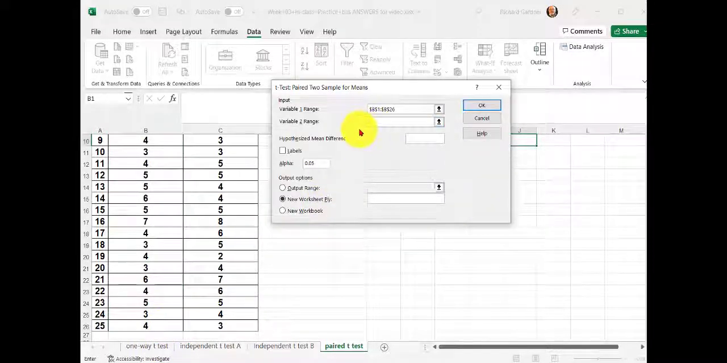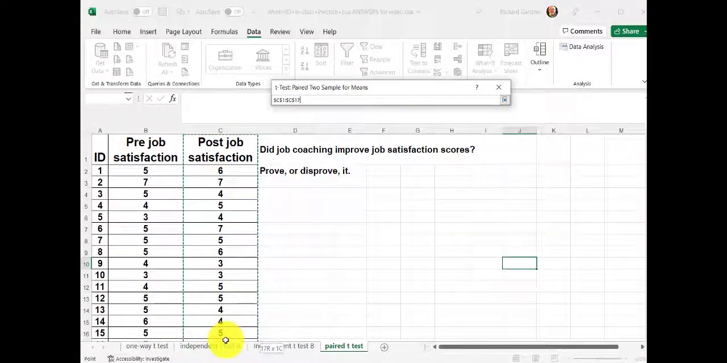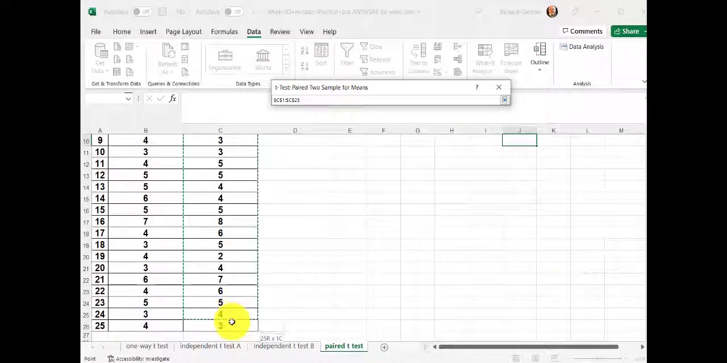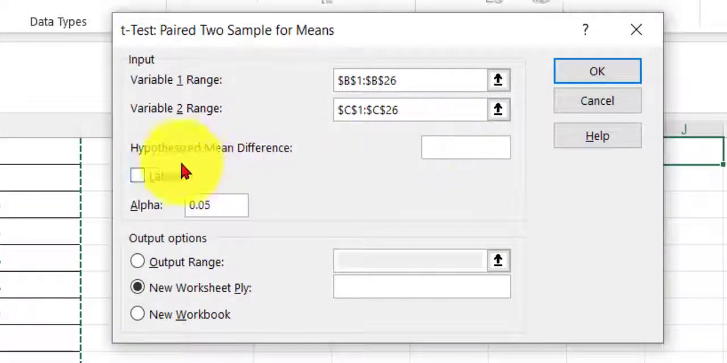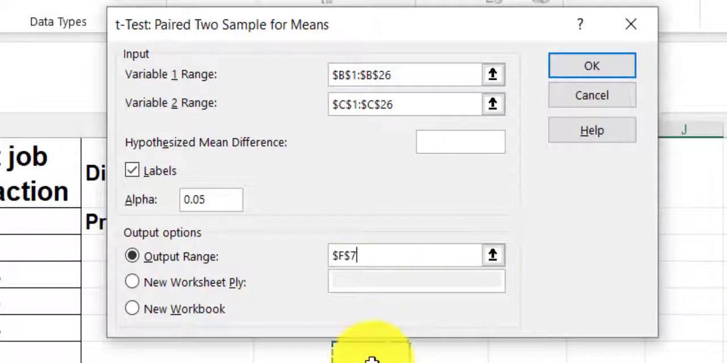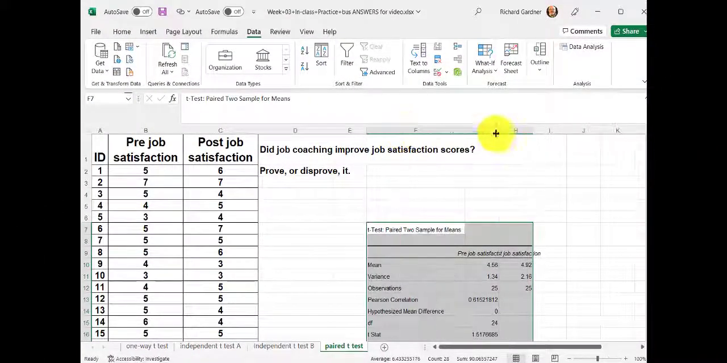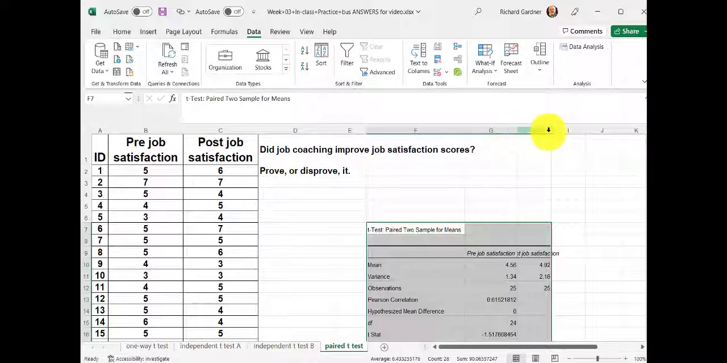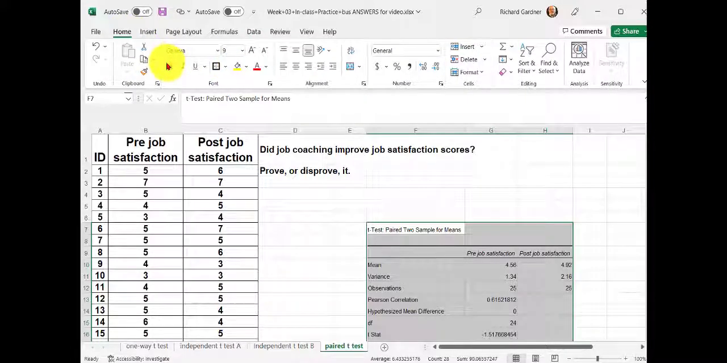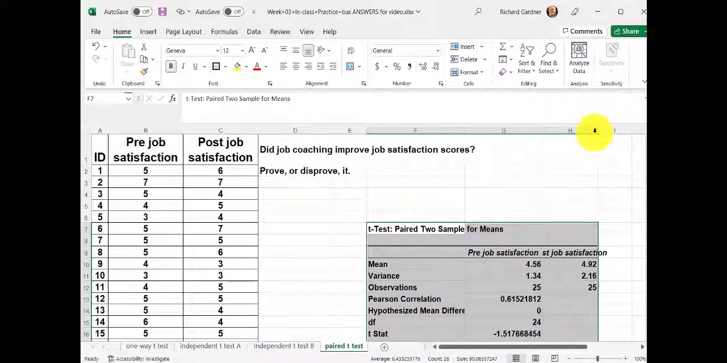Put your cursor in the second variable range. Highlight, including the text up there, the title, the label. And we did include the labels in our clicking and dragging. Our output range, let's simply put it right there, I guess. And there it is. Let's open it up a little bit. And let's make it easier to see. And let's go to town.